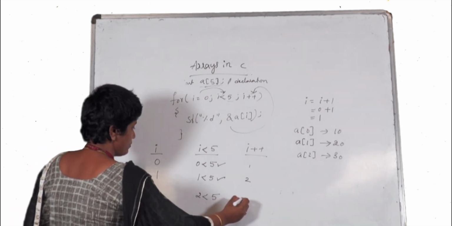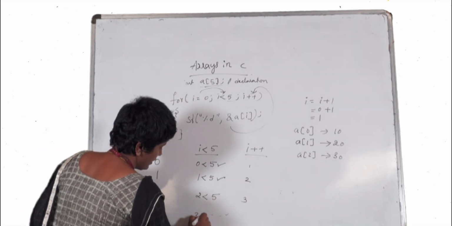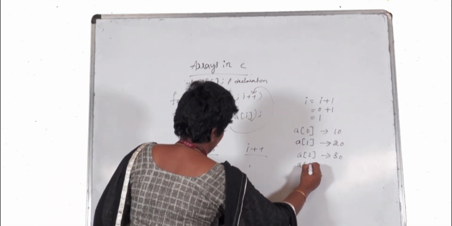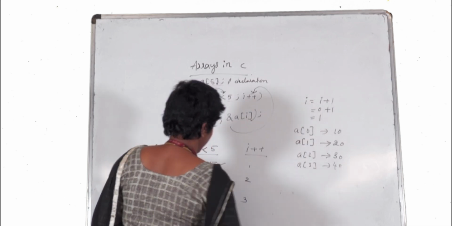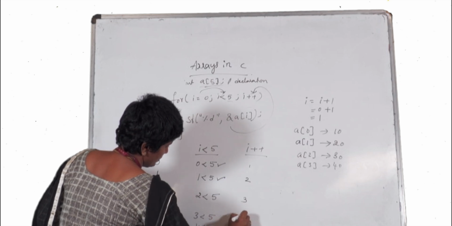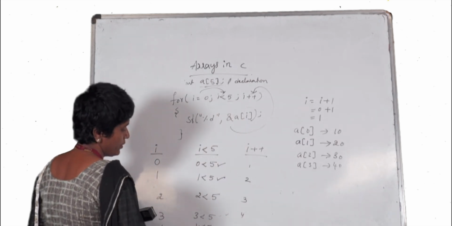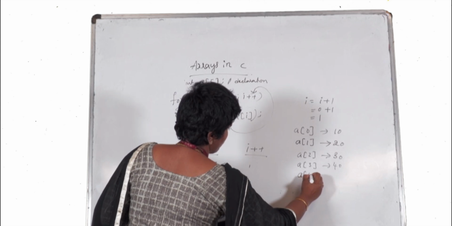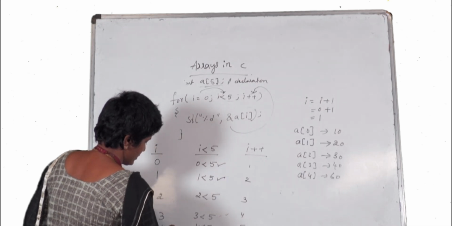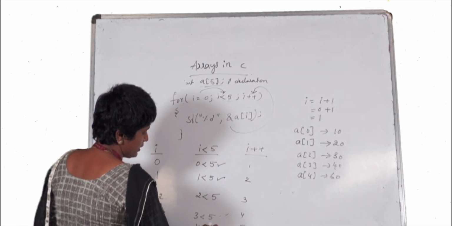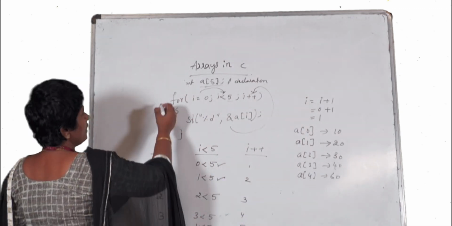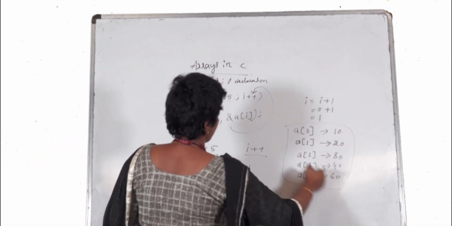Next, i becomes 3. 3 less than 5, this condition is true. So now the a[3] value, I will give 40. Now i becomes 4. 4 less than 5, this condition is true. Now we take the a[4] value; suppose I give 60. Next i will be 5. 5 less than 5 is false, so it exits from the for loop. In this way we are reading the array elements.